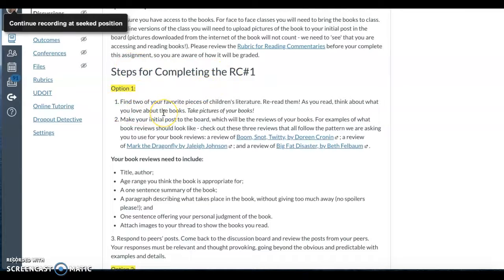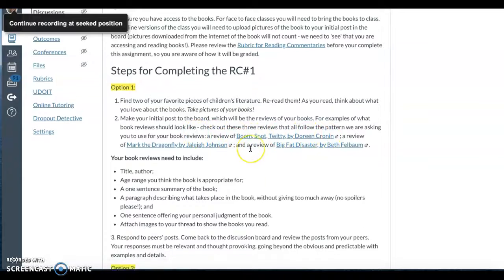Option 1, find 2 pieces of your favorite children's literature. These should be personal favorites. They could also be favorites of your own children if you really don't have a personal favorite. Reread them. As you read, think about what you love about books and take a picture of your book. Make your initial post onto the board, which will be the review of your books. For example, what book reviews should look like. Check out the 3 reviews that all follow a pattern that we are asking you to use for your book reviews. And here are some reviews that you can check out here.